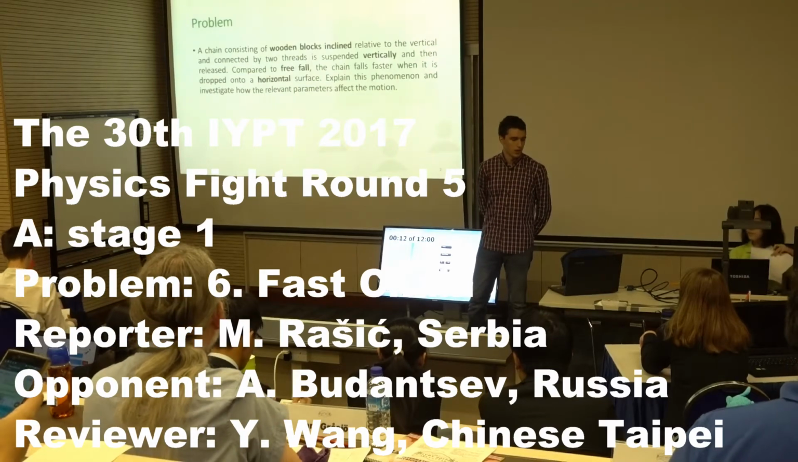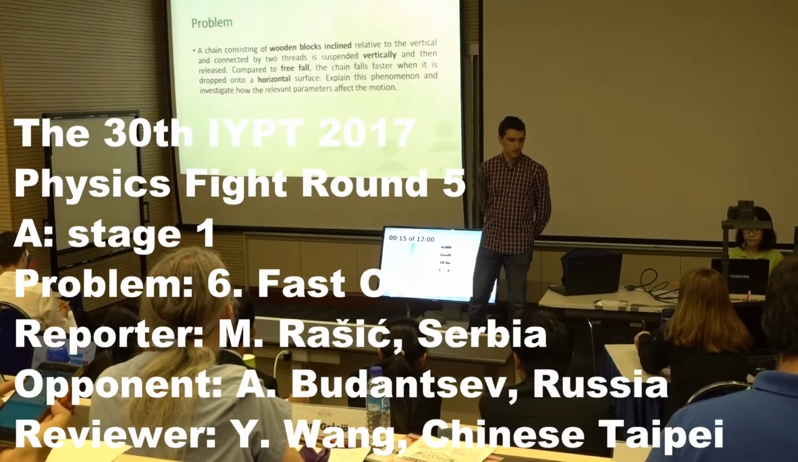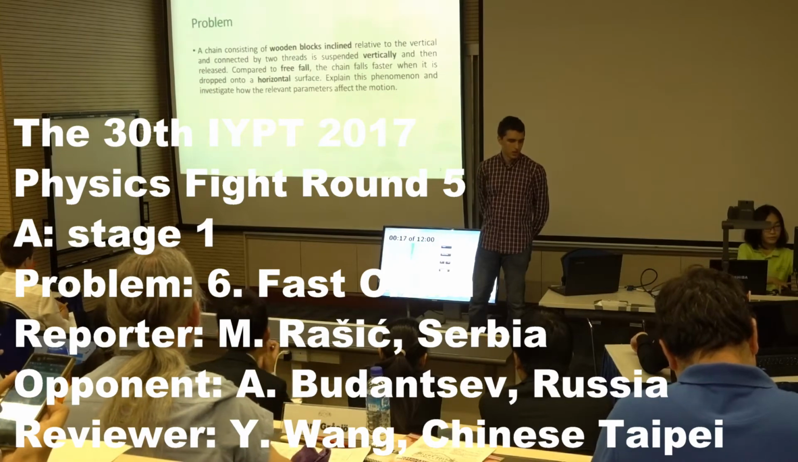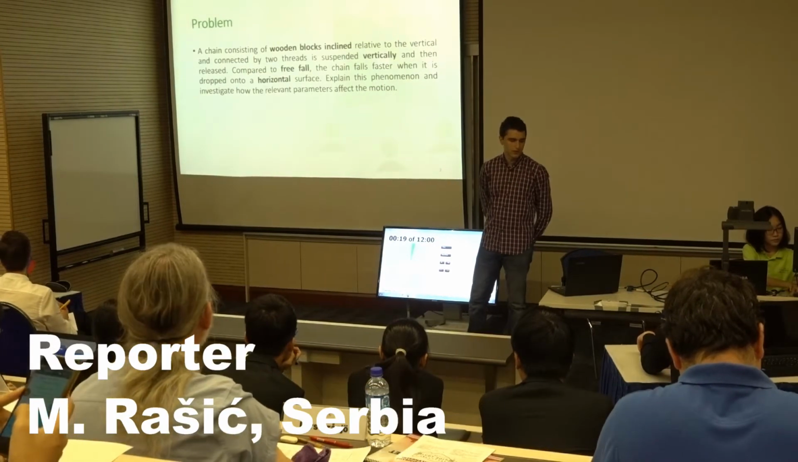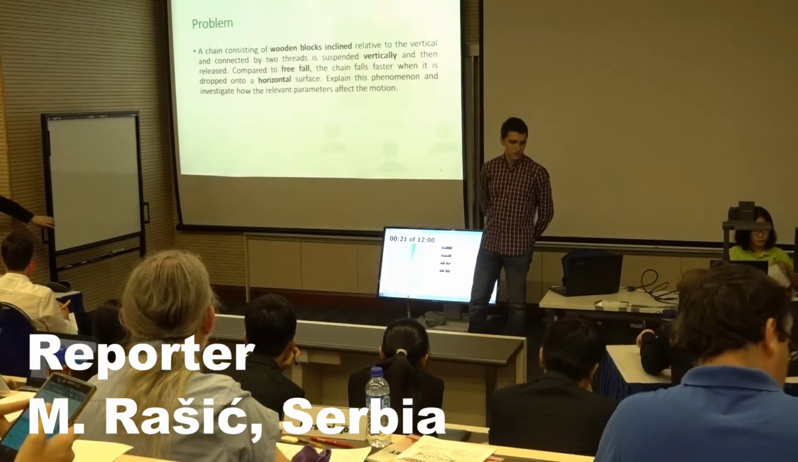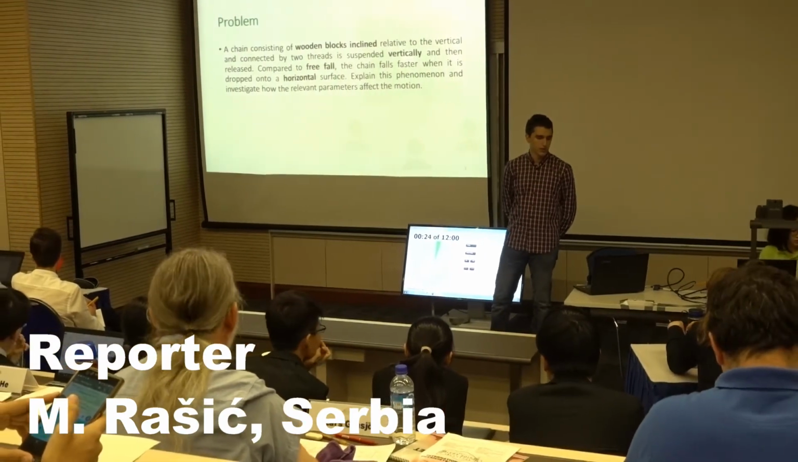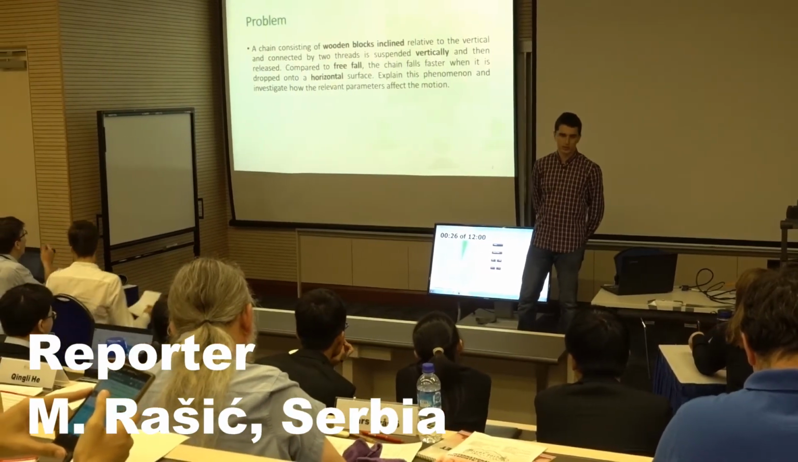A chain, relative to the vertical and connected by two threads, is suspended vertically and then released. Compared to free fall, the chain falls faster when it is dropped onto a horizontal surface. Explain the phenomenon and investigate how the relevant parameters affect the motion.